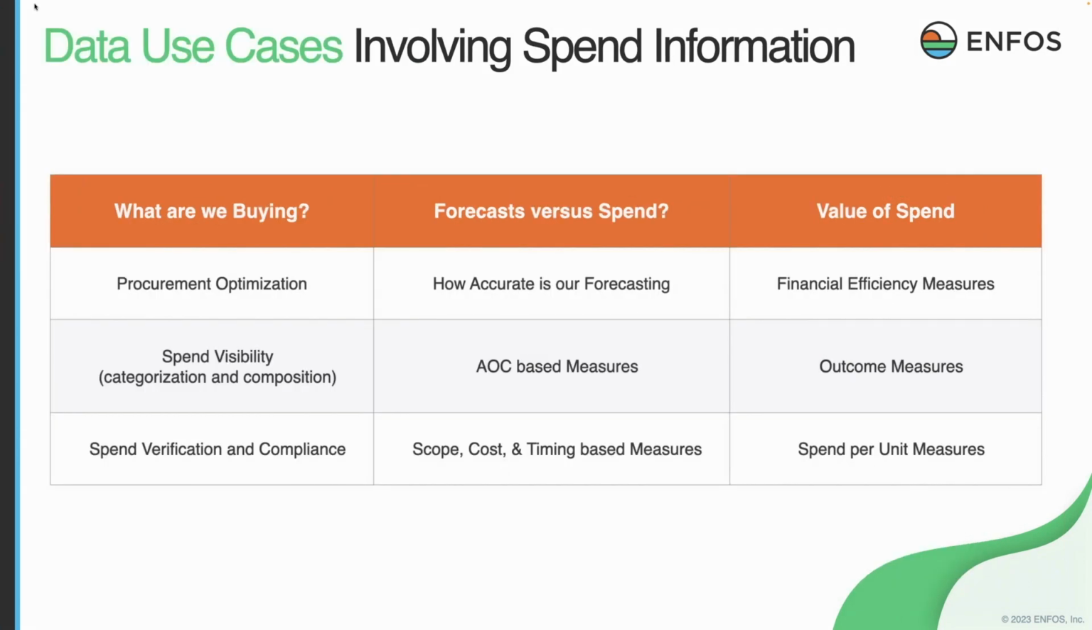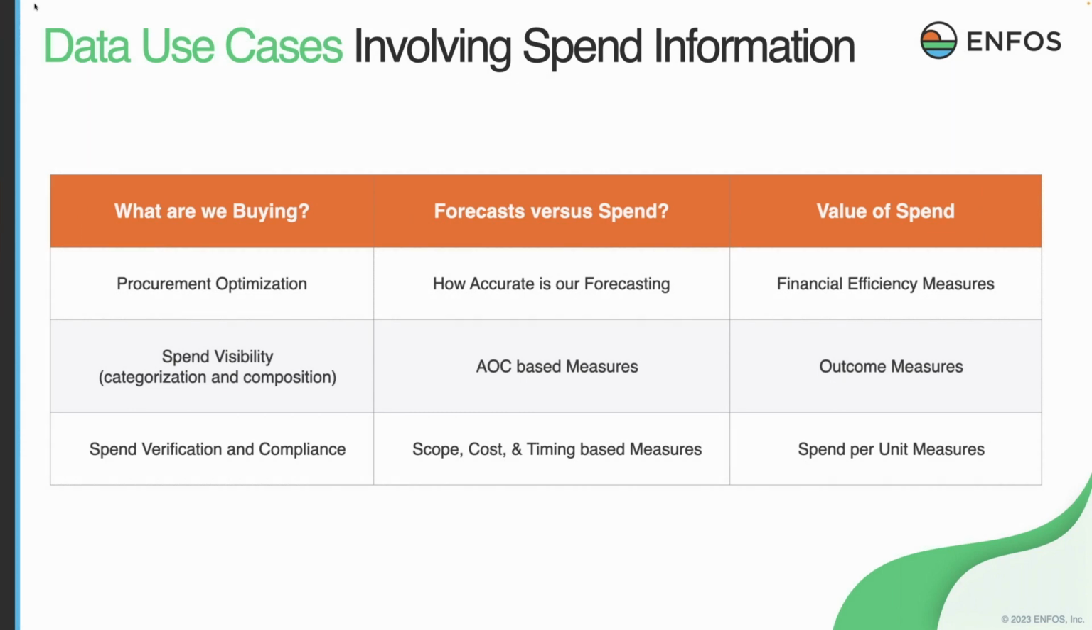All right, now we're going to move into some use cases around spend management. So we have here three broad categories. What are we buying, forecast versus spend, and the value of spend. I've listed here, again, some of the major use cases for each one of those categories.